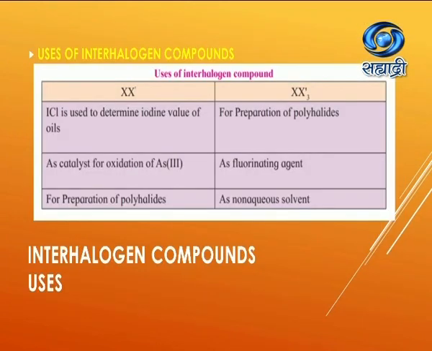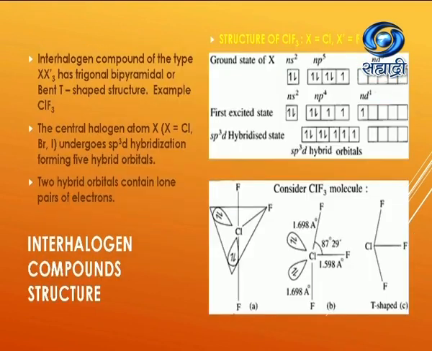Then uses of interhalogen compounds. ICl is used to determine the iodine value of oils, used as a catalyst for oxidation of arsenic 3, and for preparation of polyhalides. Then for preparation of polyhalides, XX'3 type of interhalogens, as a fluorinating agent and as non-aqueous solvents. So these are some of the uses of interhalogens. Now let's go through the structures of interhalogens.